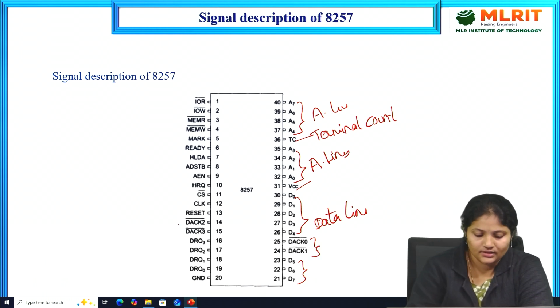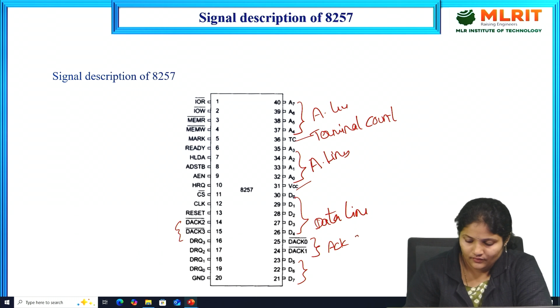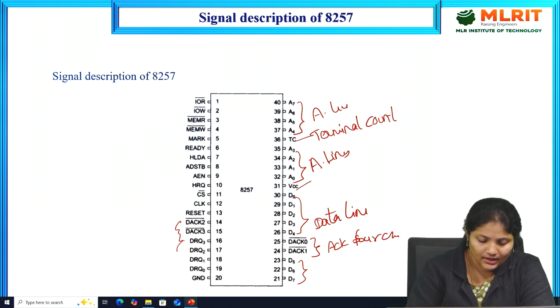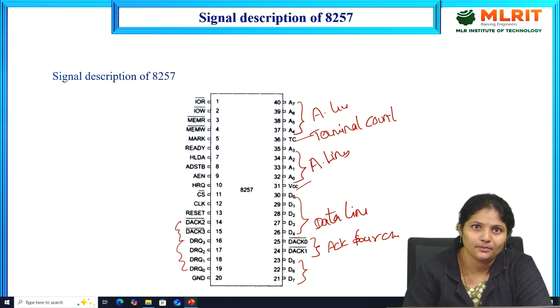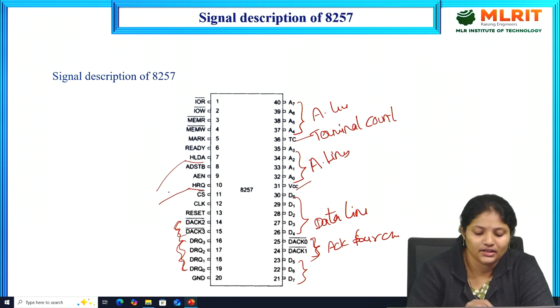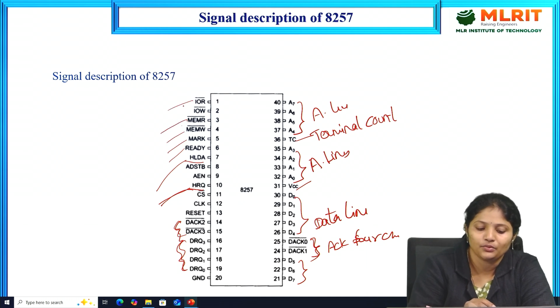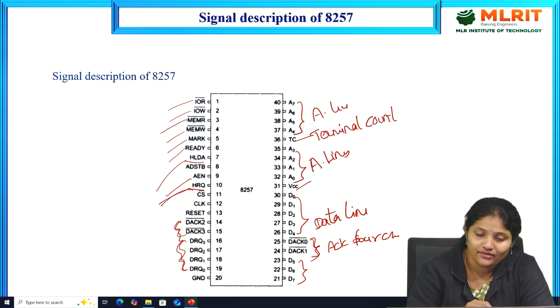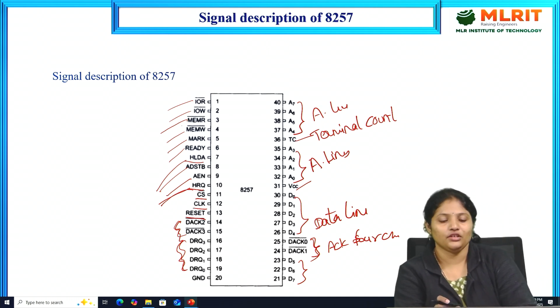These are the acknowledgement signals of the 4 channels. These are the request signals generated by the channels to the DMA controller. Peripheral devices request using DRQ, and the acknowledgement from the DMA controller is given by these 4 acknowledgement signals. HRQ, hold request, is generated by the DMA controller to the processor, and hold acknowledgement HLDA is received from the processor by the controller. Ready. This is MARK, memory read and write operations, input output read and write operations. This is address enable, address strobe, CS is chip select, clock, and reset signals. So these are the pin descriptions of the 8257 DMA controller.